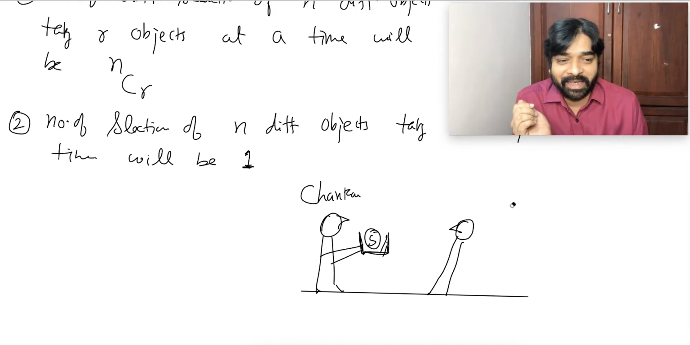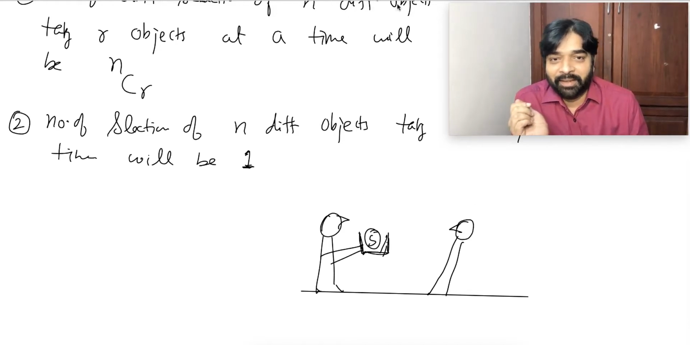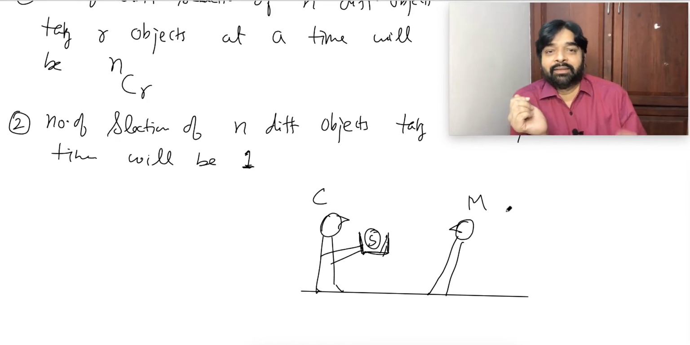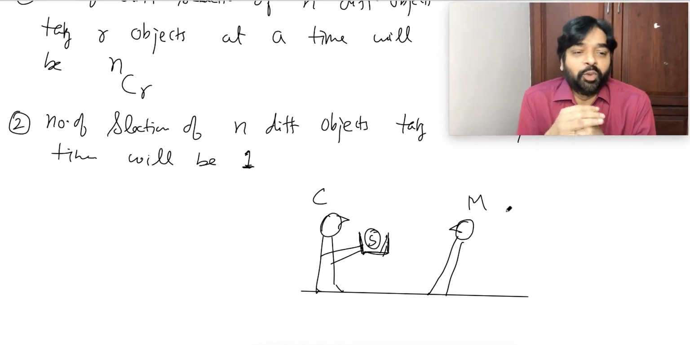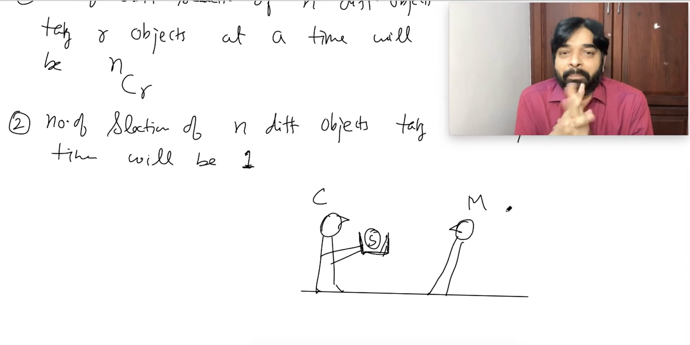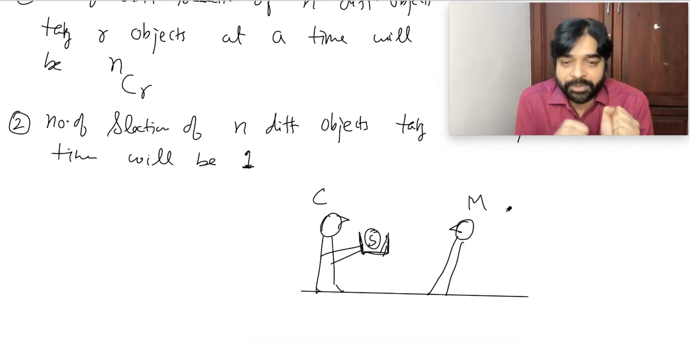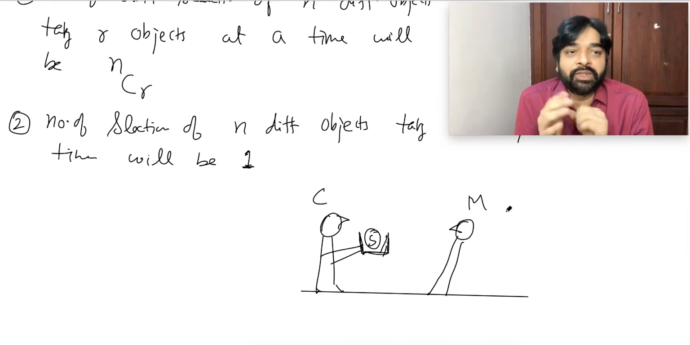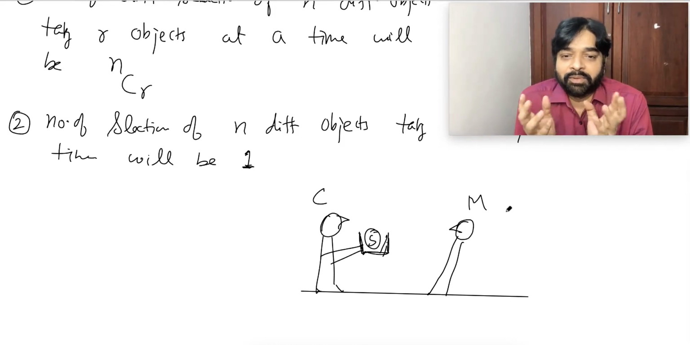You have to think. Saying Manku Chanku is difficult, you can even call them C and M. No problem, they are actually my artists. C and M, who is doing the selection? C or M? If I say Manku should select 2 objects, who is doing the selection? You didn't understand the meaning of the question.